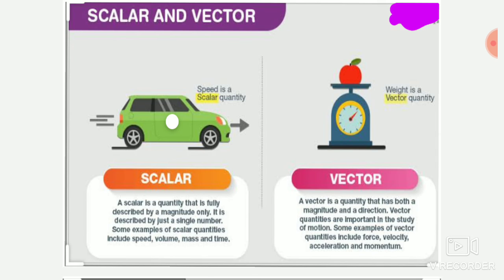Weight is a vector quantity. A vector quantity has both magnitude and direction. And vector quantities are important in the study of motion. Some examples of the vector quantities include force, velocity, momentum, etc.